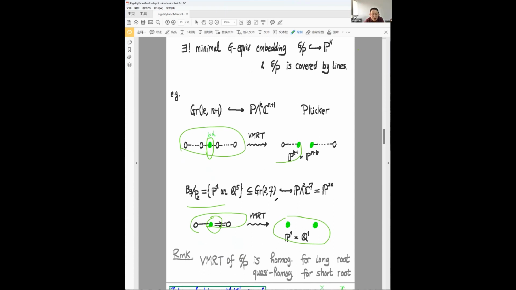And this gives you all the method to find the VMRT for TMOP when P is associated to a long root. But if P is associated to a short root, then this does not work. Because in this case, TMOP is not homogeneous; it's just quasi-homogeneous. And in this case, it's more complicated to describe it.